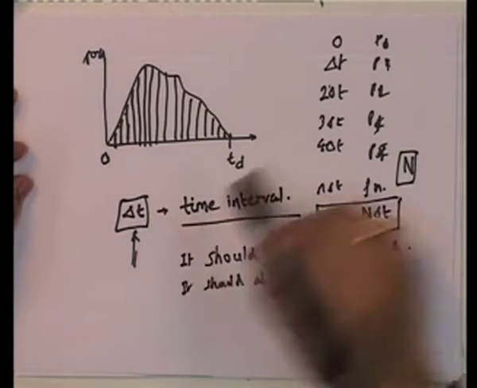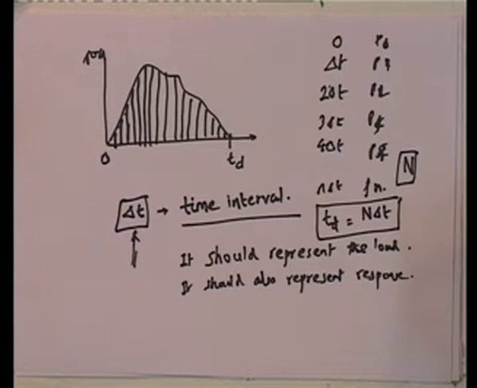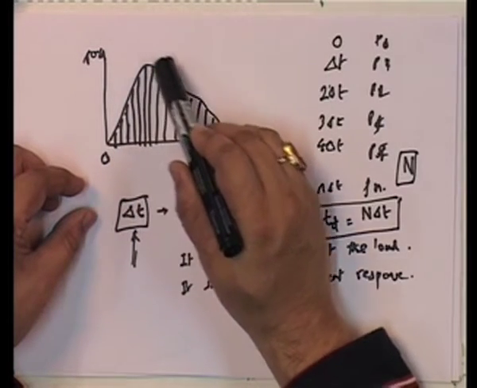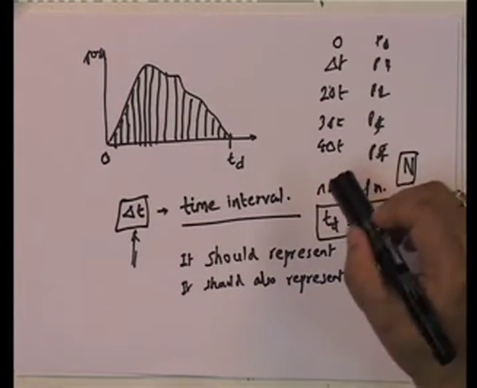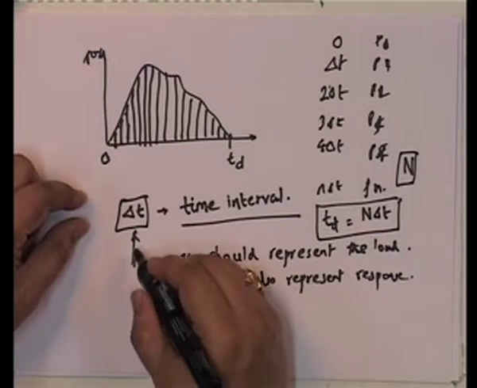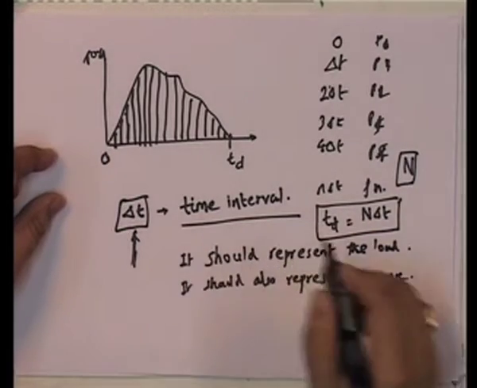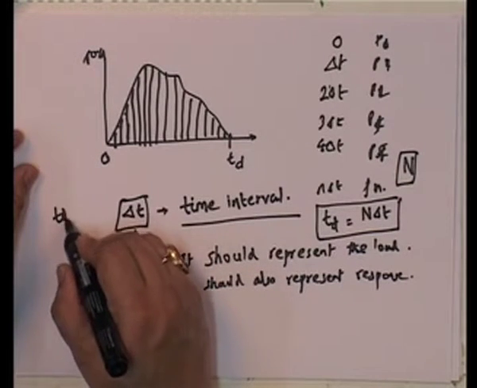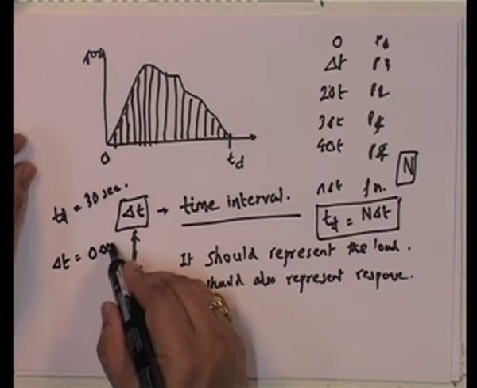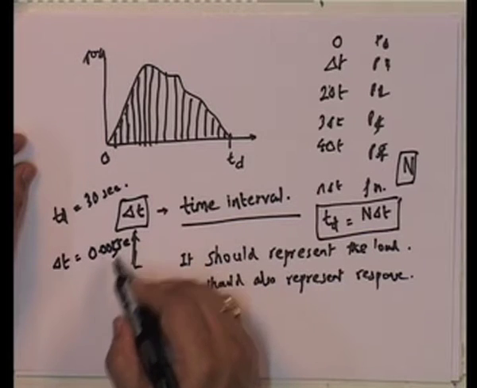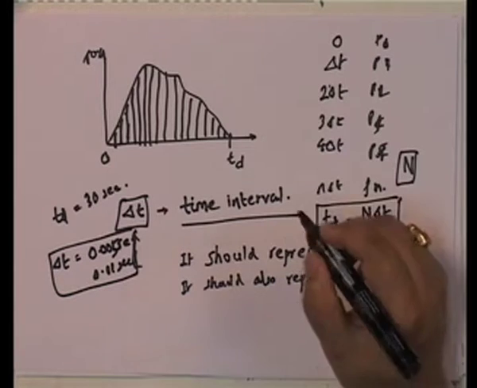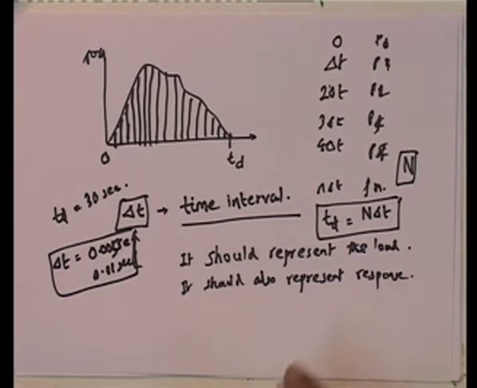And as I said, what should be delta t? Well, delta t should be small enough to represent the load properly. In other words, if you have a load like this, typically delta t should be small enough that it takes all of these and represents each part properly. And secondly, delta t should also be small enough to represent the response. Now, how should it represent the load? If the duration is of the order of about 30 seconds, delta t is typically of the order of 0.005 seconds or 0.01 second.